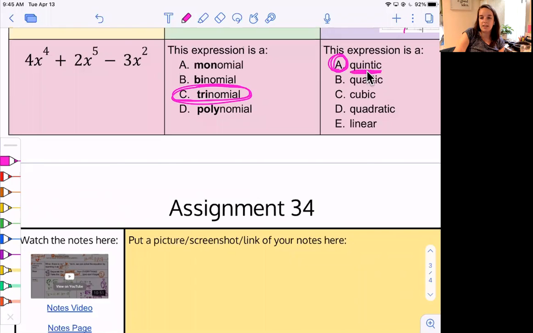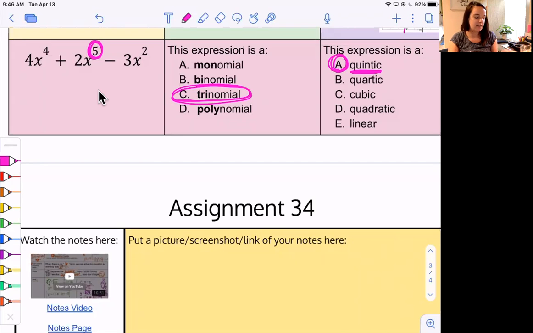The reason that our answer is quintic is because the biggest exponent is a 5. So quintic is our answer. It doesn't matter which one comes first. It matters which one is the biggest.